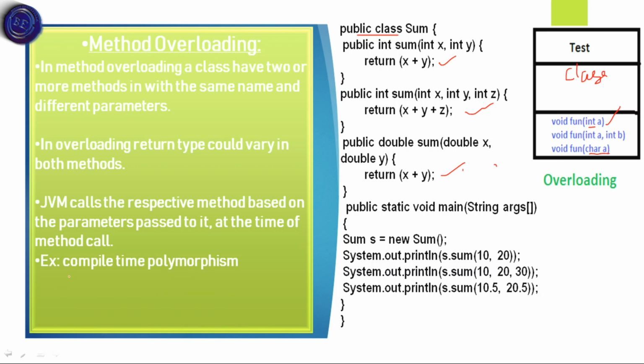For example, compile time polymorphism is an example of method overloading. Which method to call is decided by the compiler.